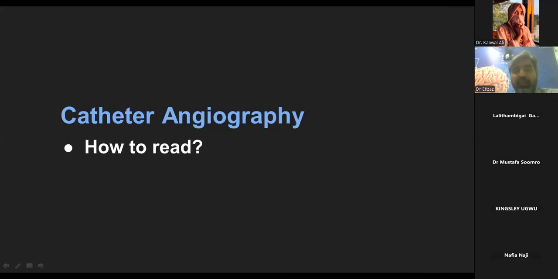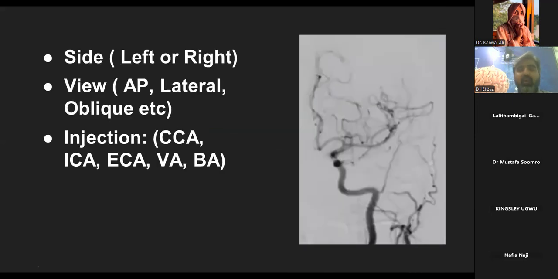Now, okay. So it's very important to see the DSA. DSA, how to read. There are three main important things in the DSA. First, we have to know what the side is, left side or right side. Second, what is the view of this angiogram? It is the AP view, lateral view, or oblique view. And third, what kind of injection has been given. When we go for the aneurysm, then we will understand the importance of these kinds of injections.